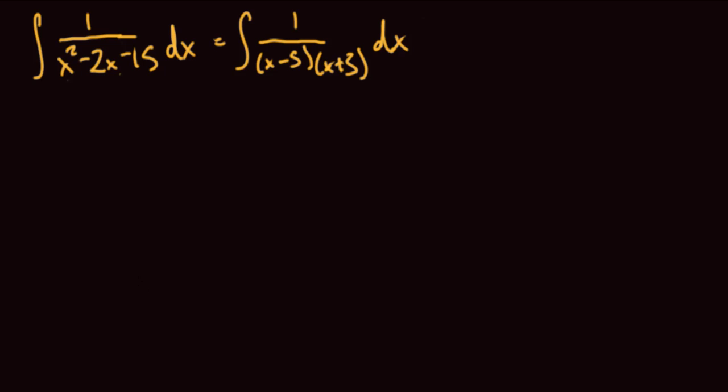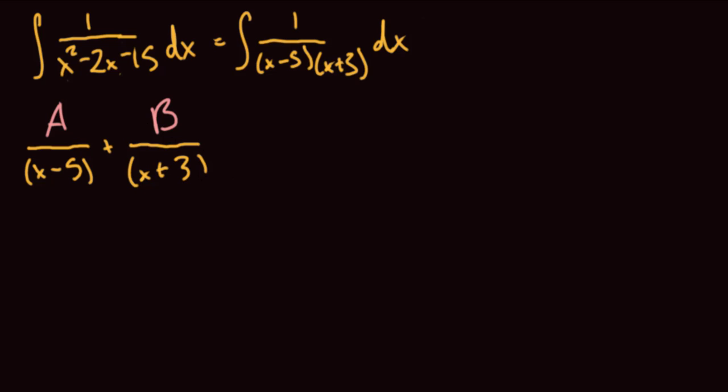So if we want to split this fraction, we're going to have one of our terms over the factor x minus 5, and then another one of our terms over the factor x plus 3. Yet we don't really know what goes in the numerator yet, right? We'll call those A and B. So we have A over x minus 5 plus B over x plus 3, and this is equivalent to 1 over x minus 5 times x plus 3.